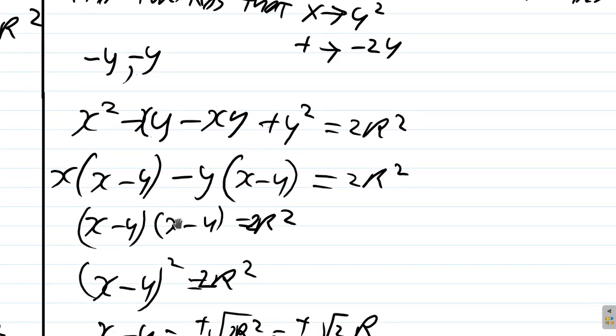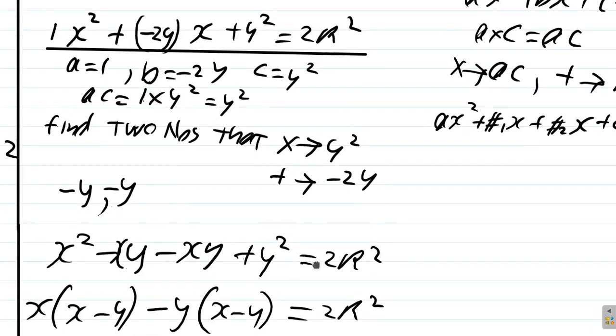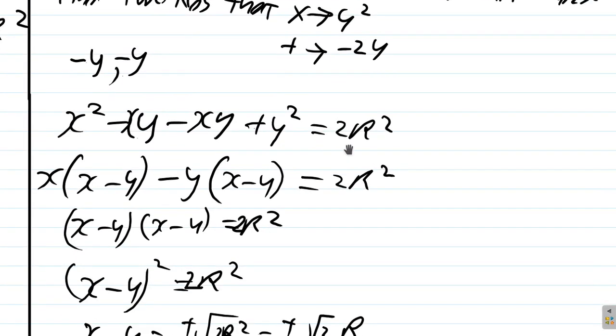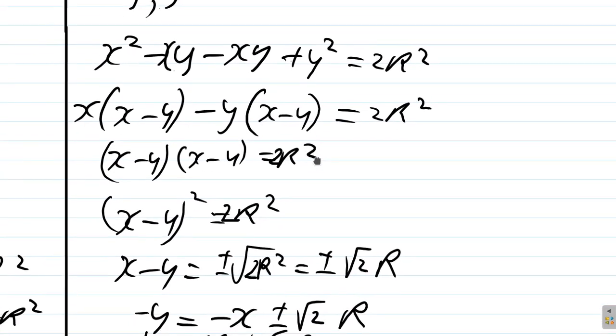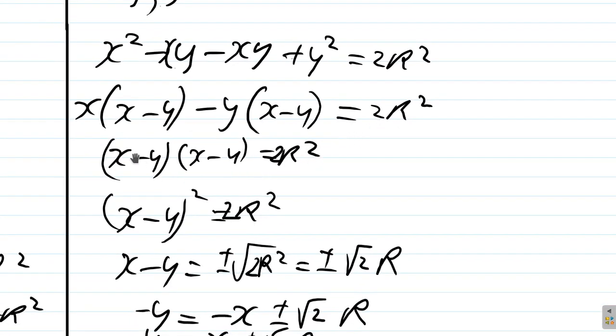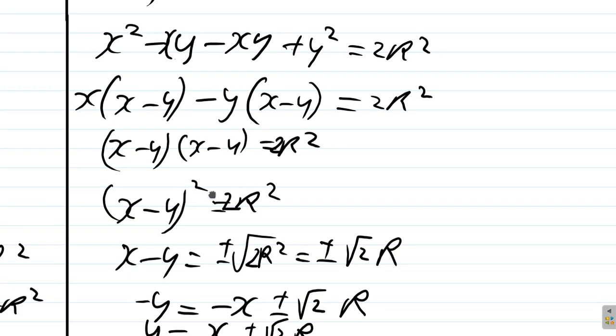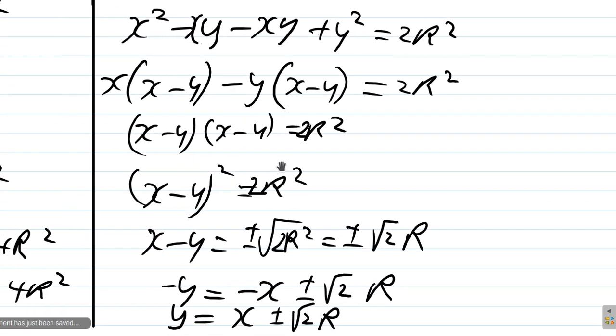And we get (x minus y) times (x minus y) equal 2r squared. In the previous video, it had slipped me to bring down the 2, but here I remembered a little later to bring down the 2. So yeah, (x minus y)(x minus y) equal 2r squared, which means (x minus y) squared equal 2r squared. So you square root both sides. You have positive and negative square root of 2r squared. That becomes positive and negative square root of 2 times r.